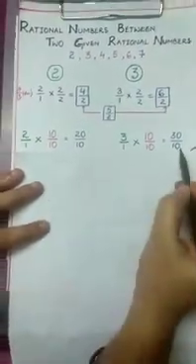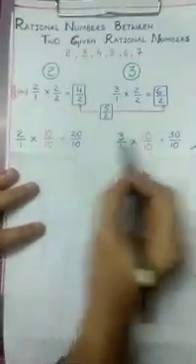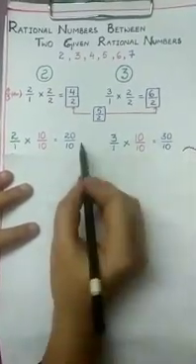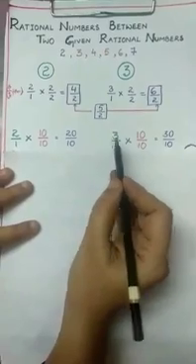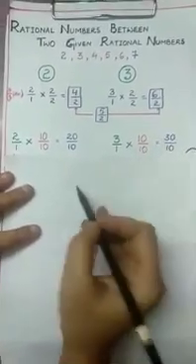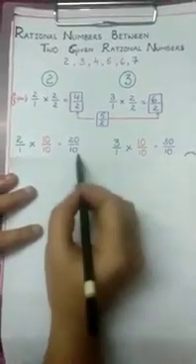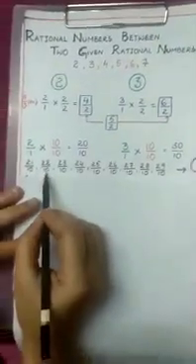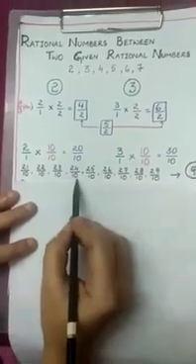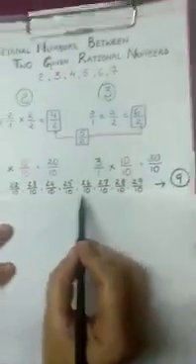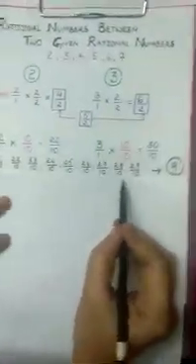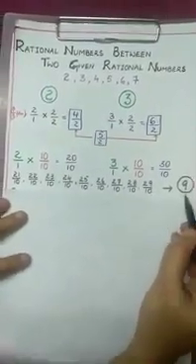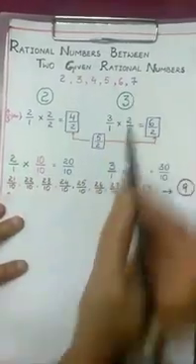Here both are like fractions. See the numerators 20 and 30. What are the whole numbers between 20 and 30? 21, 22, 23, 24 and so on up to 29. Then what are the rational numbers between these two? 21 by 10, 22 by 10, 23 by 10, 24 by 10, 25 by 10, 26 by 10, 27 by 10, 28 by 10, 29 by 10. It means there are 9 rational numbers in between 2 and 3.